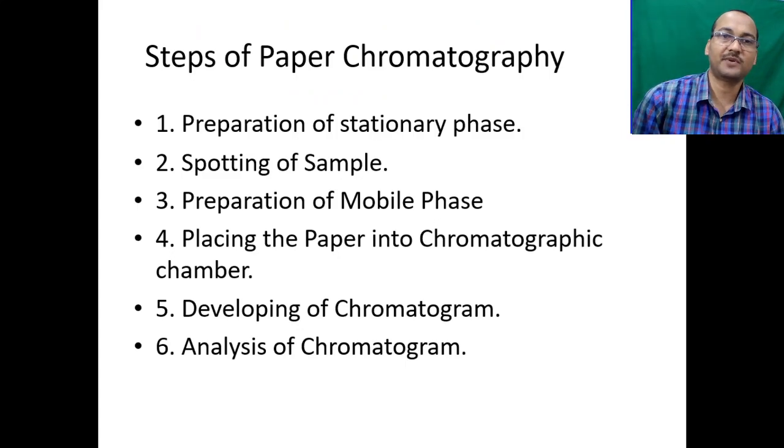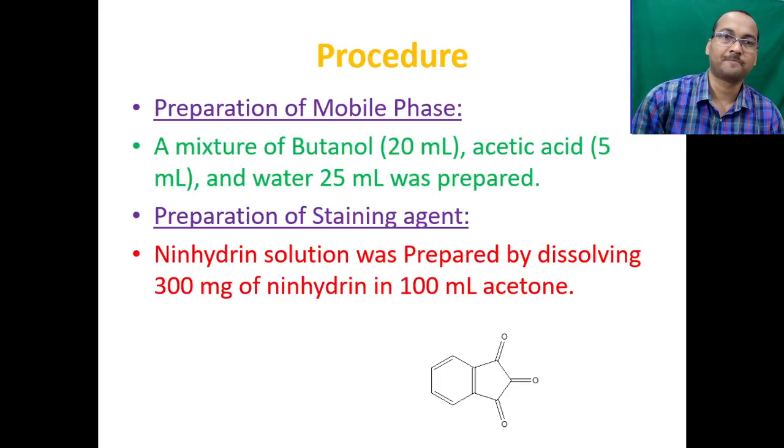If compounds are colorless, locating agents or staining agents must be used depending upon the compound. What are the steps for paper chromatography? It consists of 6 steps: preparation of stationary phase, spotting of sample, preparation of mobile phase, placing the paper into the chromatographic chamber, developing the chromatogram, and analysis of the chromatogram.